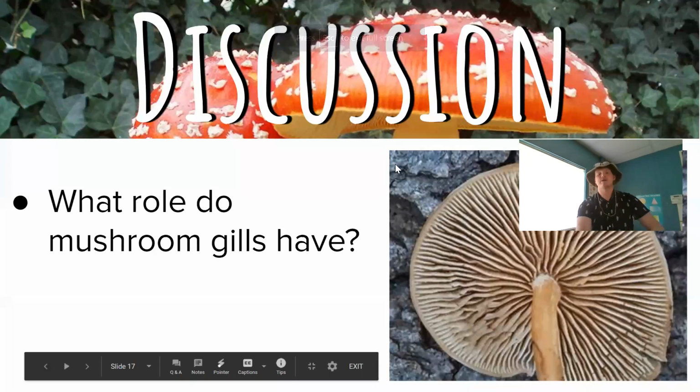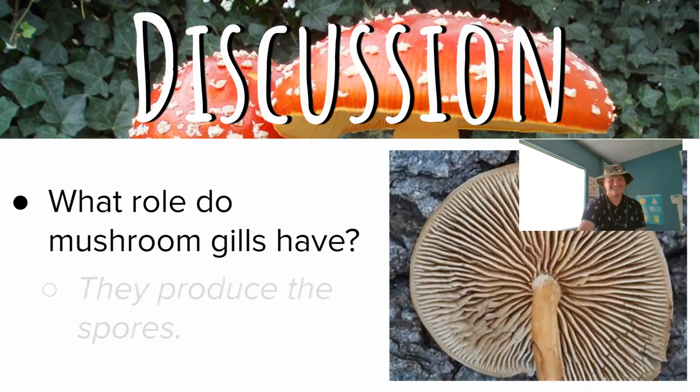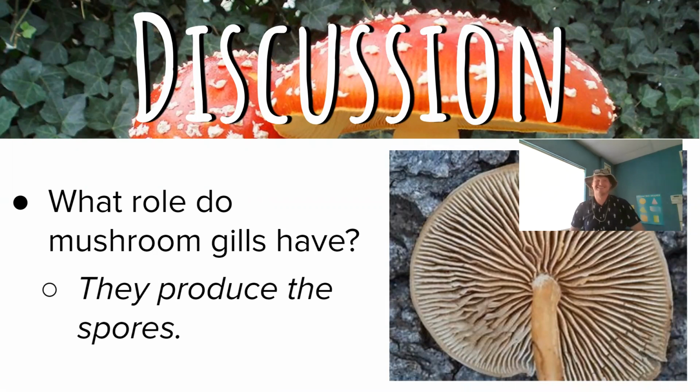Okay, last question for you guys. What role do mushroom gills have? What role do mushroom gills have, Madeline? Making babies. I mean, in a sense, yes. The spores. Yes, in reproduction. So the gills, as Madeline said, make babies. They produce the spores and let them go into the air so they can make more mushrooms. That's their way of making babies. Love it. All right.